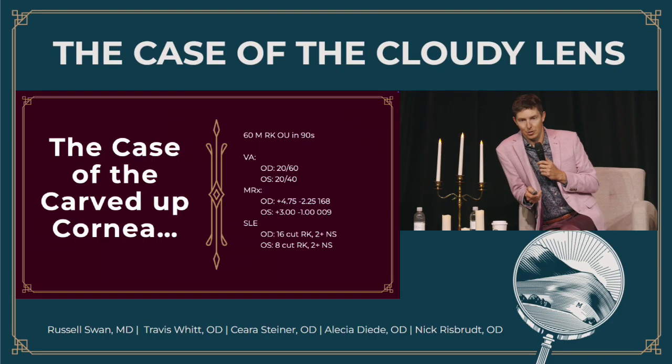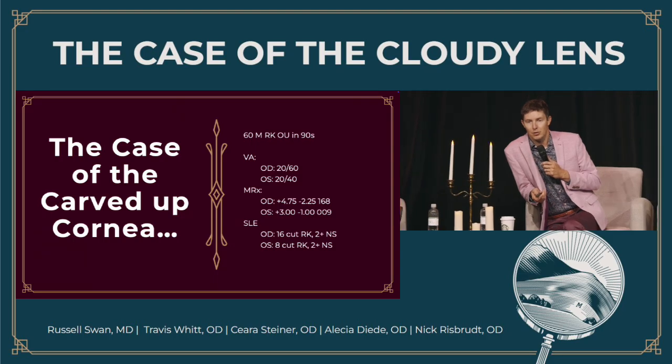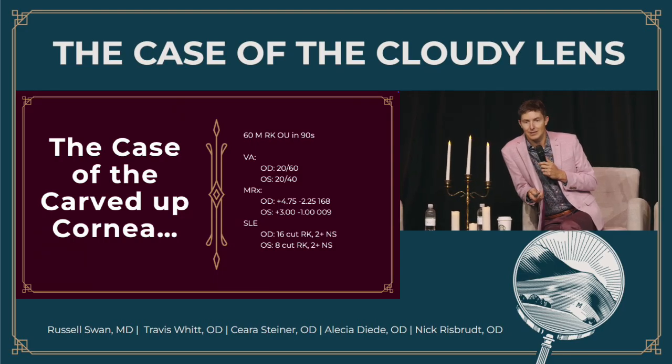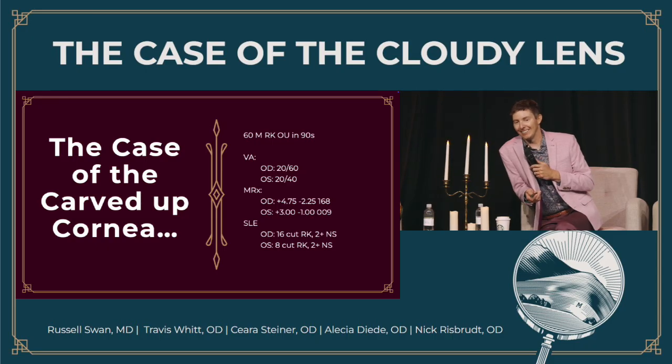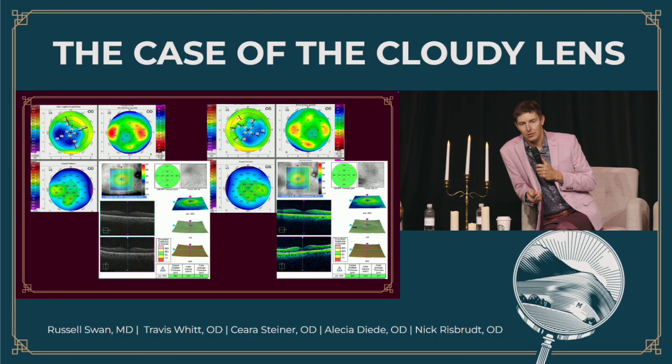Okay, this patient, we'll go back here. 60-year-old SAS post RK in the 90s. He's 20/60 in the right, 20/40 in the left. You can see the manifest refraction, which you don't care about, but +4, -2, +3, -1. 16 cut RK in the right eye, 8 cut RK in the left eye, 2+ nuclear sclerotic changes. And here are his two clinical topographies. Macula looks beautiful in both eyes. More irregular corneal shape in the right eye than the left eye.